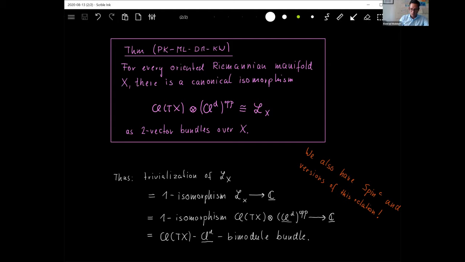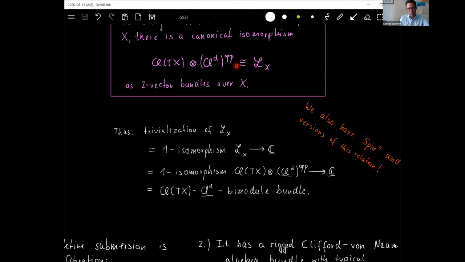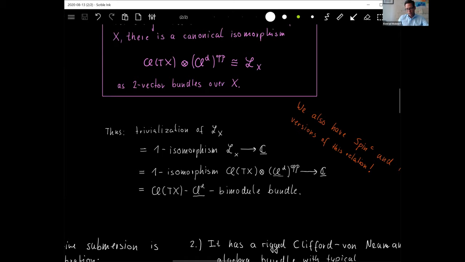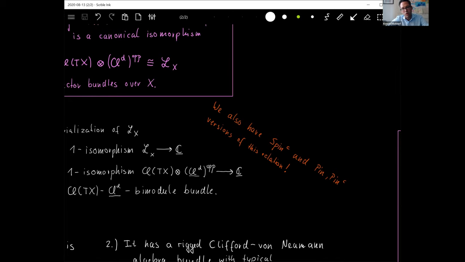So here is a sketch of how these two definitions are related. If we have this isomorphism from the theorem, and we have a trivialization of the spin lifting gerbe, which is one isomorphism of two vector bundles like this, then using this isomorphism here, I get one isomorphism of two vector bundles like this. Then I just put one of the terms up on the other side and immediately have this algebra bimodule bundle. All right, so this was the easy version for oriented manifolds, but the same is true for non-oriented manifolds. And in the complex case, if one sees what one needs in order to write it, everything is totally crystal clear.